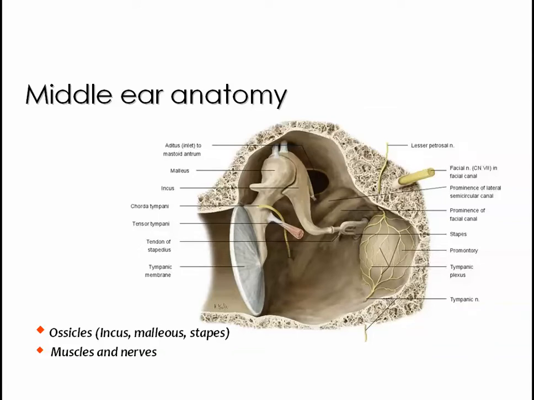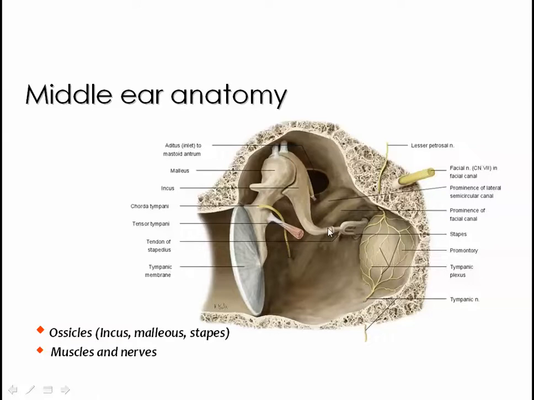Then we go to the middle ear, and the middle ear cavity is containing air, and the main content of the middle ear cavity beside air is the ossicles. And you know we have the three ossicles, the malleus, the incus, and the stapes. Its lateral border is formed by the eardrum, and you know that the middle ear cavity is connected to the vestibule through the oval window, which is blocked by the footplate of the stapes.